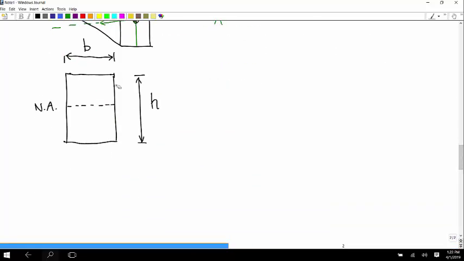So I'm going to break this up into pieces like this. This is my piece dA. The width of it is b. The thickness of it is dy. And so the infinitesimal area dA is base times the height of that little sliver, so b dy. Since this has an infinitesimal thickness, the height is just our y value here.